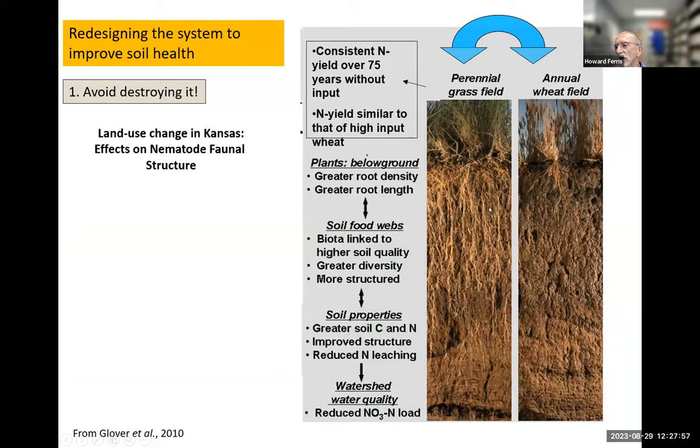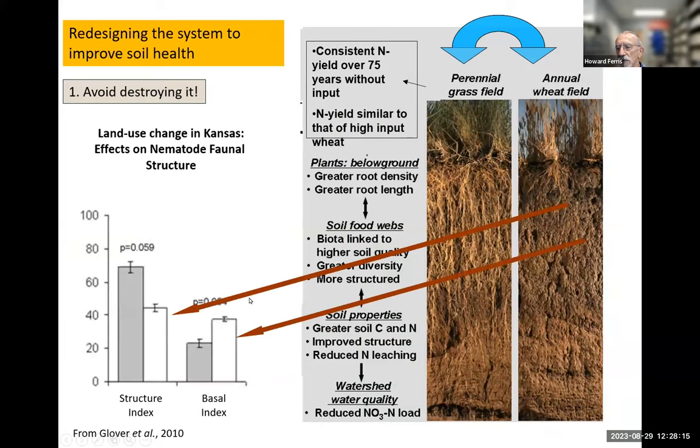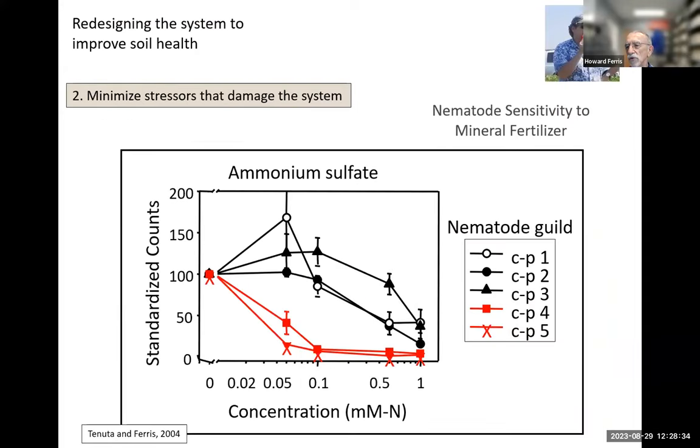Here's a perennial grass field in Kansas with roots down to 9 feet of soil. It's torn out and replaced with an annual wheat field with roots that are 6 inches deep. Within 1 year, we find that the structure index, the abundance of predators, has gone from here to here. And the basal index, those survivalist nematodes, has gone from here to here. So the natural system is very easily destroyed.